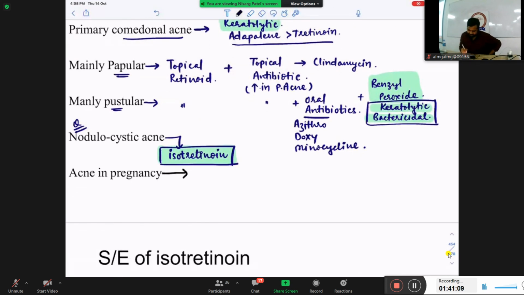Okay, acne in pregnancy. Generally, the drug of choice is topical. Benzyl peroxide is the treatment of choice because of the two properties, as we already discussed. Topical benzyl peroxide is the treatment of choice.